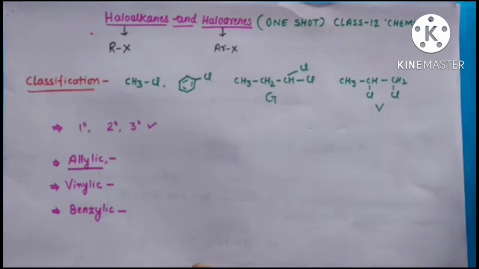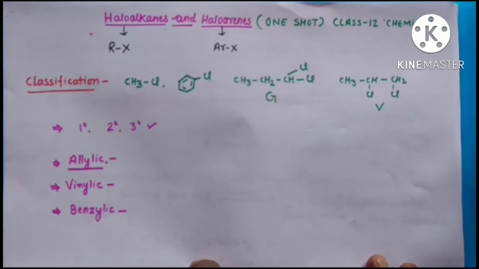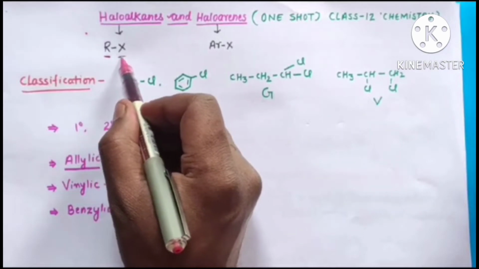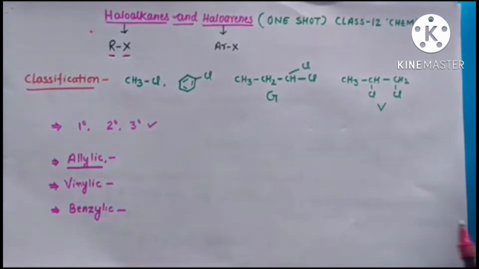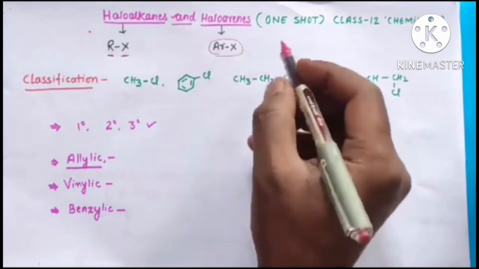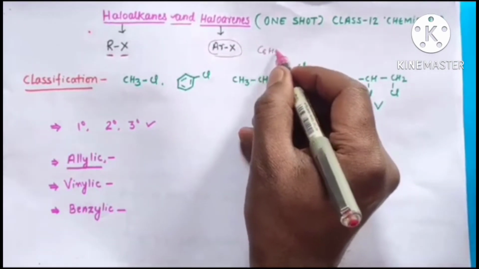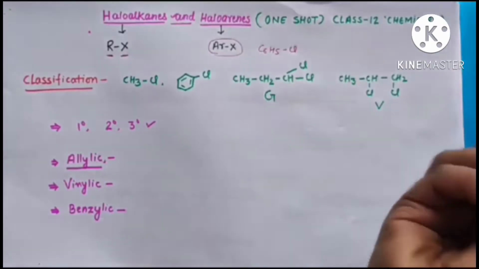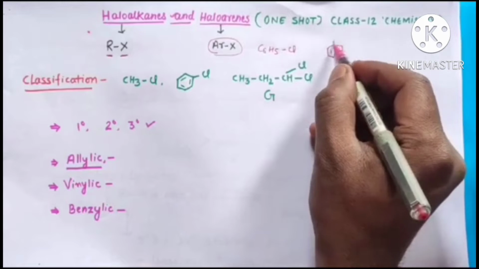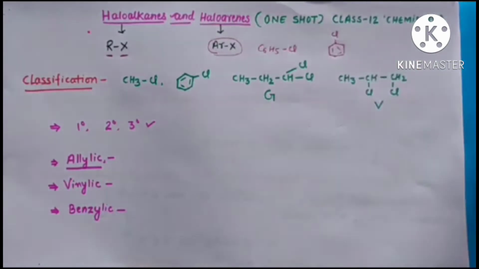In our first topic, haloalkanes and haloarenes, as you all know, if an alkyl group is directly attached to a halogen, X meaning halogen, this is a haloalkane. And if this is an aryl group, meaning C6H5, with X meaning Cl, Br, anything, so this aryl group is C6H5 like this. If this is attached to Cl, this is known as a haloarene.